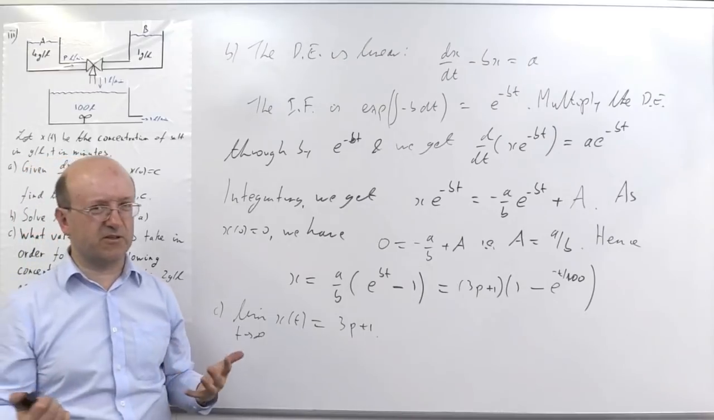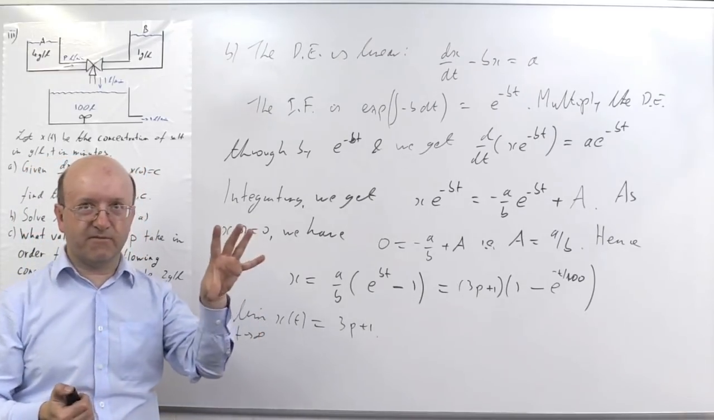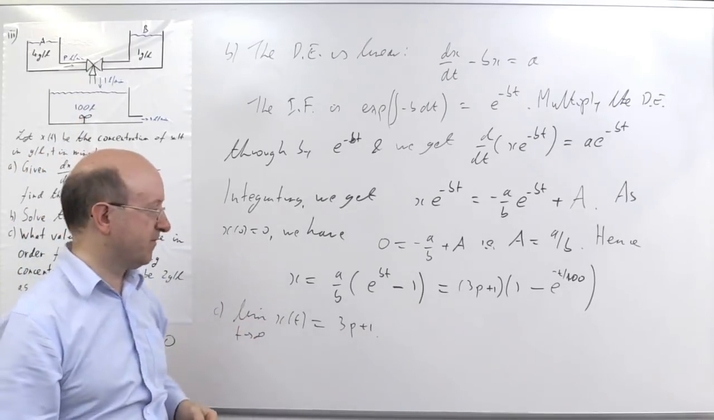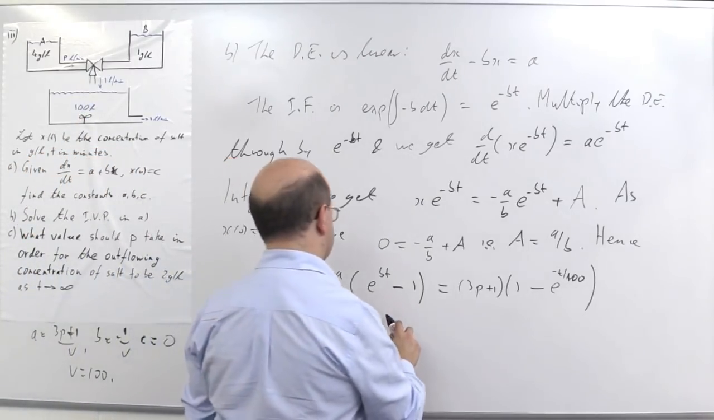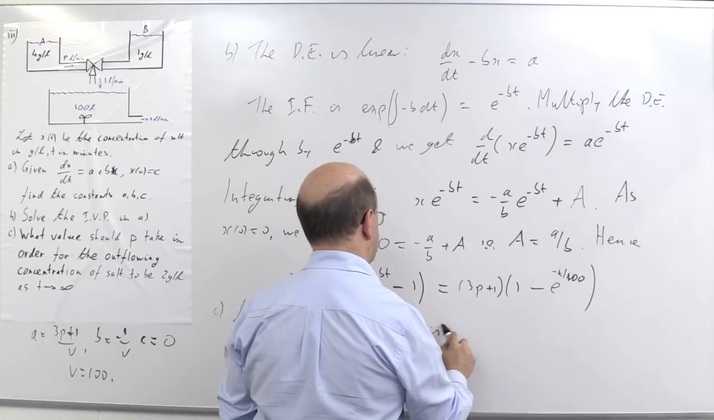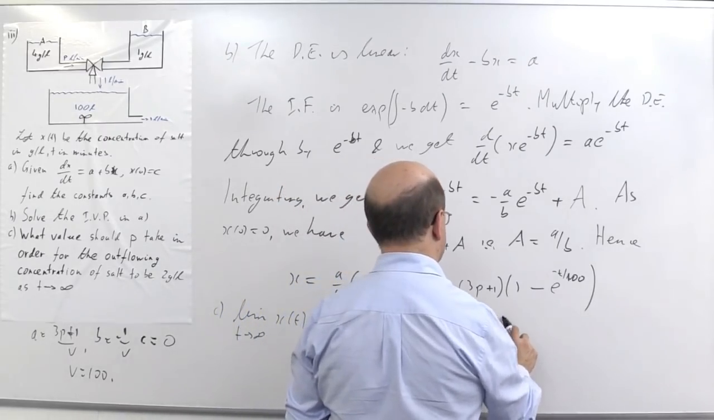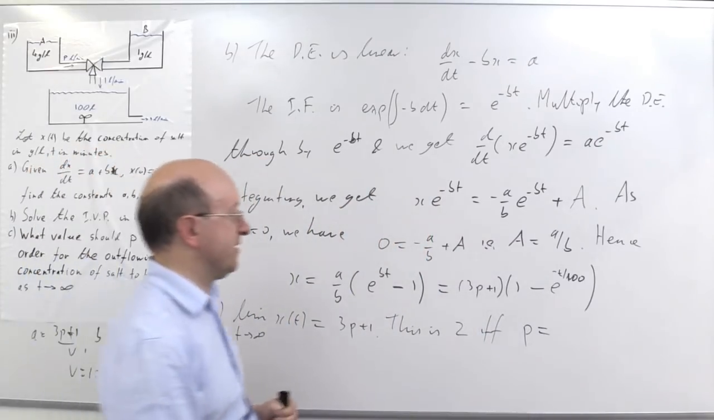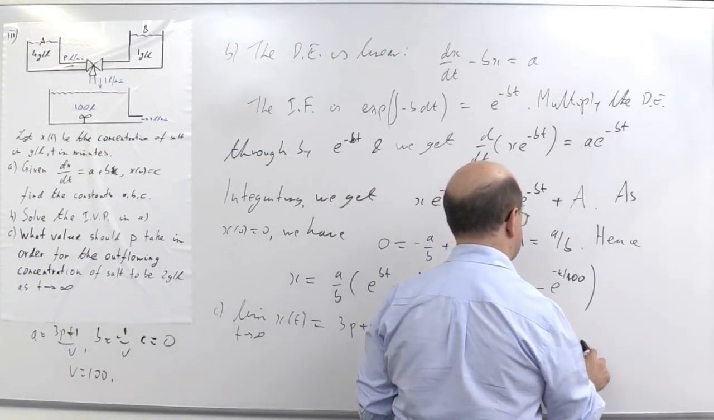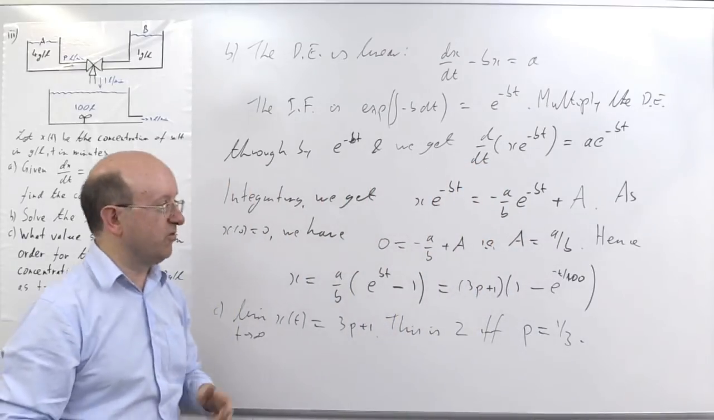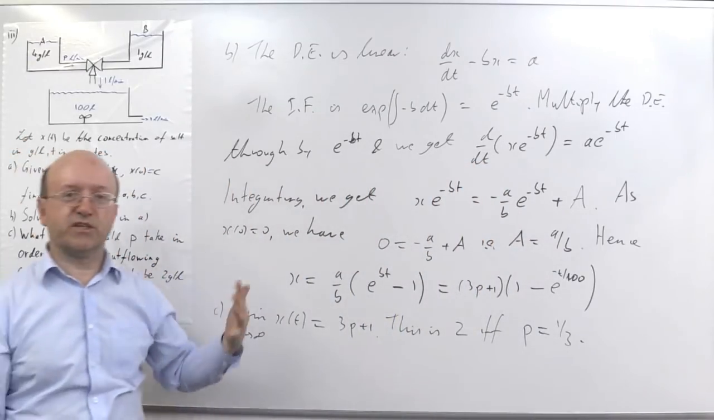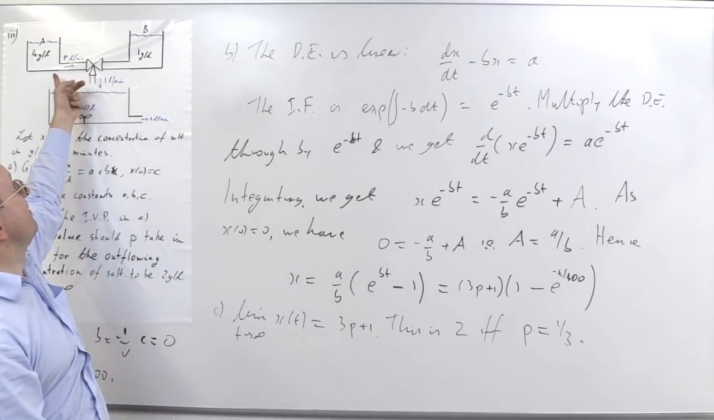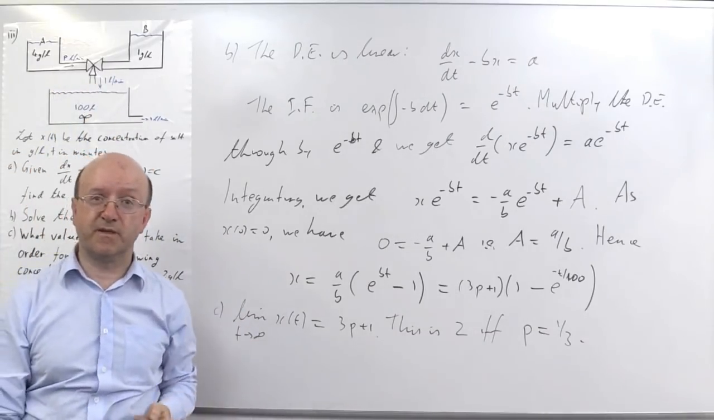So what we'd expect on physical grounds, you'd expect if you leave the valve shut, eventually the concentration is going to settle down to something, and this is 2 if and only if, well, 3p plus 1 must be 2, so P has to be a third. So in order to have your limiting concentration of salt to be 2 grams per litre, you must have a third of a litre coming from A and 2/3 coming from B.